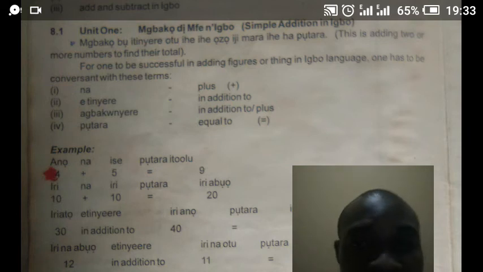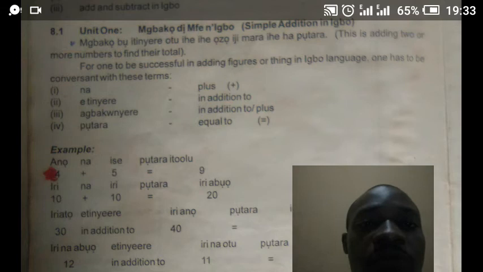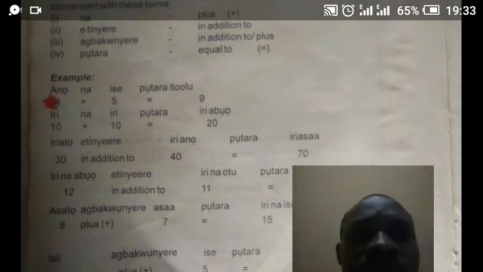Na, etinyere, agbakwunyere, pụtara. Be familiar with them. We have examples here.